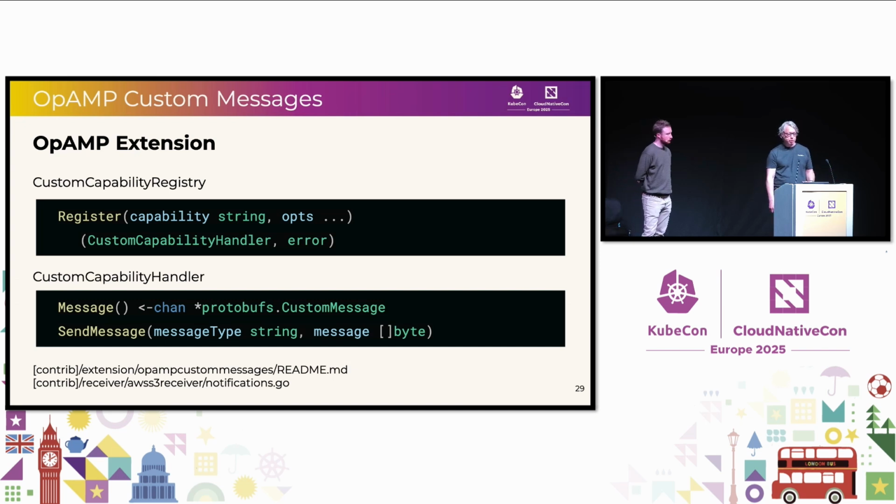So coming back to the example of discovery I described earlier, you would implement an extension that can do discovery and implement all the necessary components of that. And then it would register its capability on startup and use the resulting handler to send and receive these discovery messages with the OpAMP server. Then you build the extension into your distro and add it to your collector config. You can learn more about this by looking at the README for OpAMP custom messages. And also the AWS S3 receiver uses custom messages to send status.